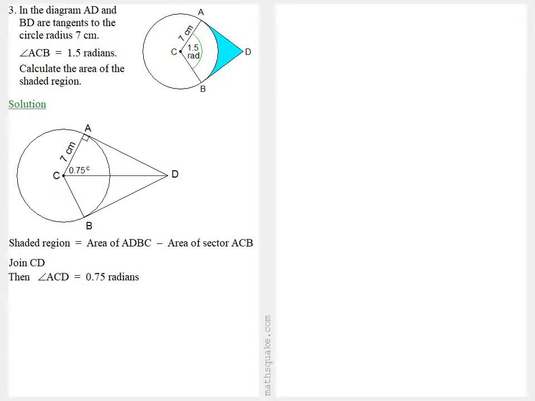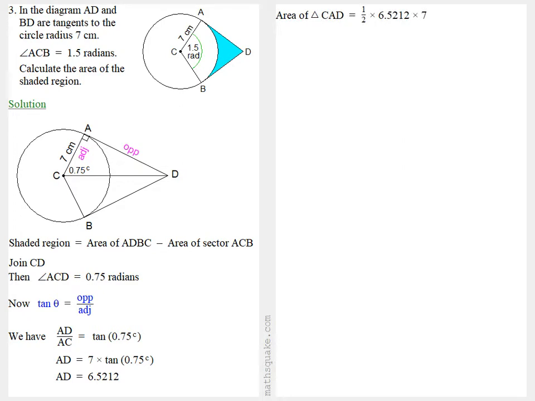Now, if we look at the angle 0.75 radians, then the side AC is the adjacent and the side AD is the opposite. Now the tangent of the angle is the opposite over the adjacent, and so AD over AC is equal to the tangent of 0.75 radians. So AD is equal to 7 times the tangent of 0.75, which works out to be 6.5212.